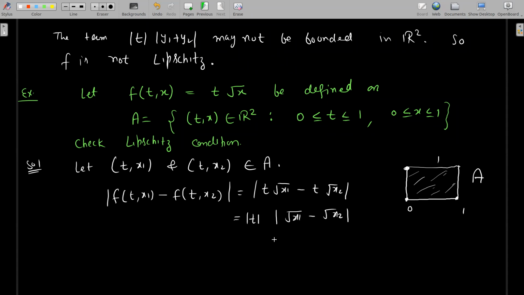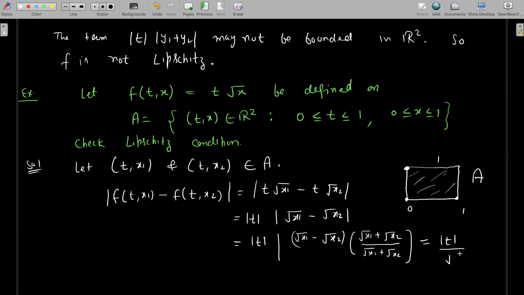So how will you get that? We need x1 minus x2, but this is a square root. So you can multiply with the opposite sign, multiply and divide by the same number. And in the numerator you can write a minus b times a plus b, that will be a square minus b square. So what you got is t, and 1 by square root x1 plus square root x2, and here you got x1 minus x2. Try to get this x1 minus x2. Now t is bounded, maximum t is 1, so you can replace t with 1, so this side will be bigger.